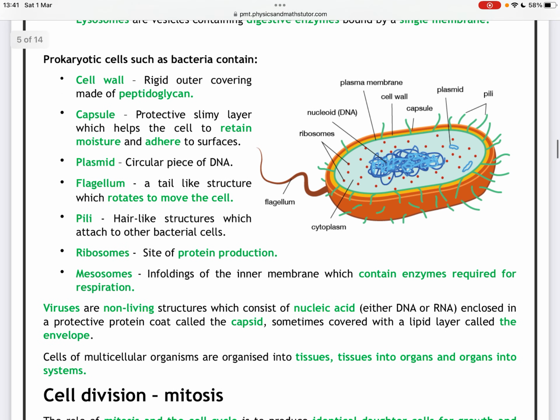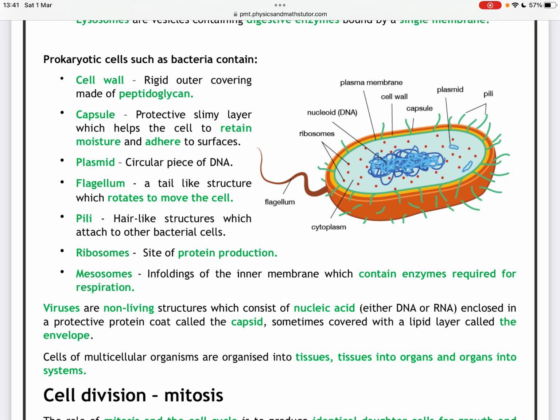Now we go to the prokaryotic cells, which are found, for example, in bacteria. They have a cell wall, a rigid outer covering made of peptidoglycan; a capsule, a protective slimy layer which helps the cell to retain moisture and adhere to surfaces; a plasmid, a circular piece of DNA; a flagellum, a tail-like structure which rotates to move the cell; pili, hair-like structures which attach to other bacterial cells; ribosomes, the site of protein production; and a mesosome, an enfolding of the inner membrane which contains enzymes required for respiration.